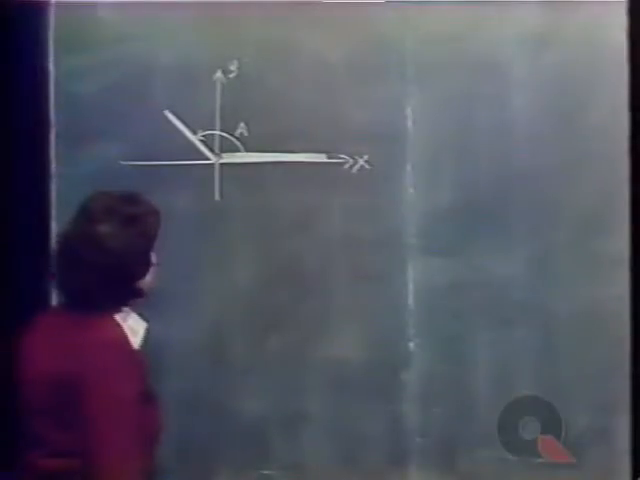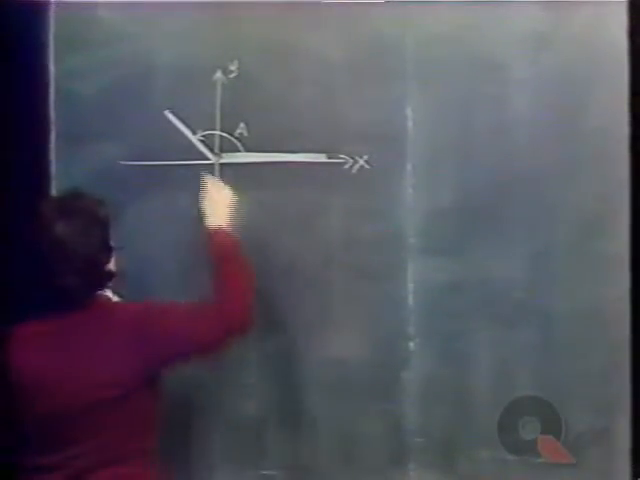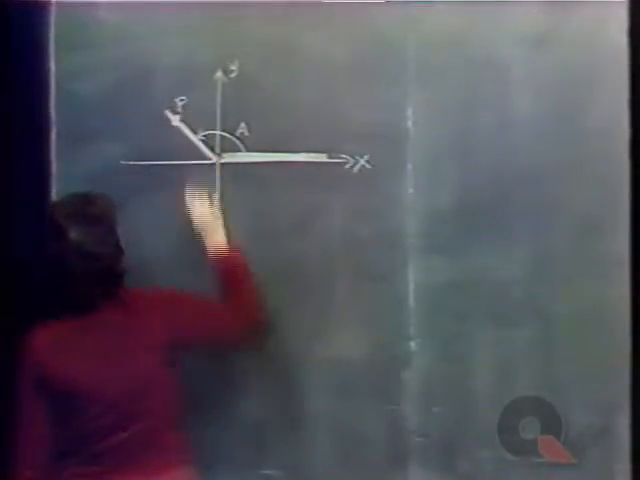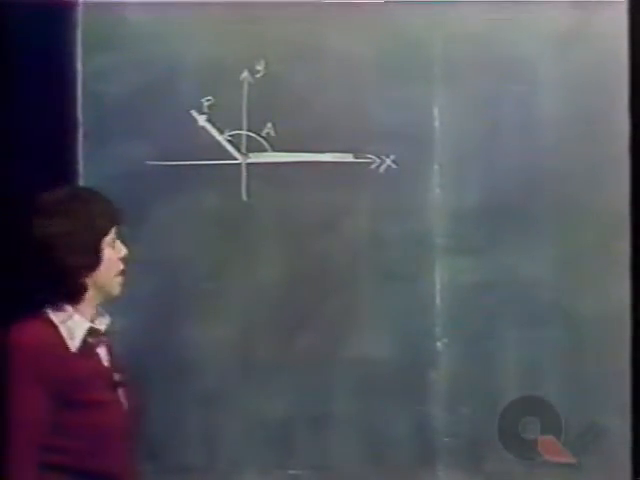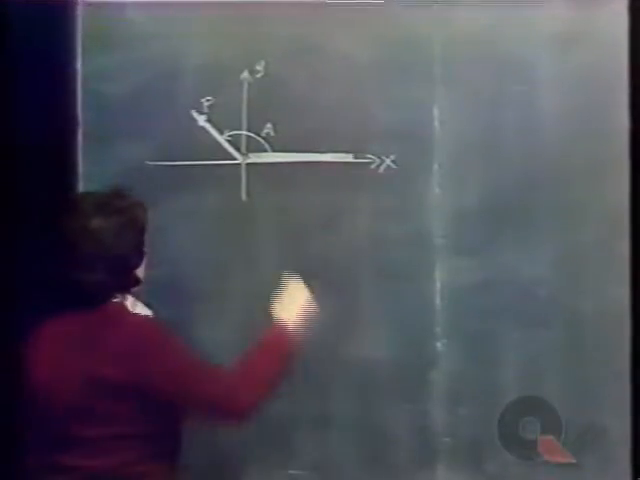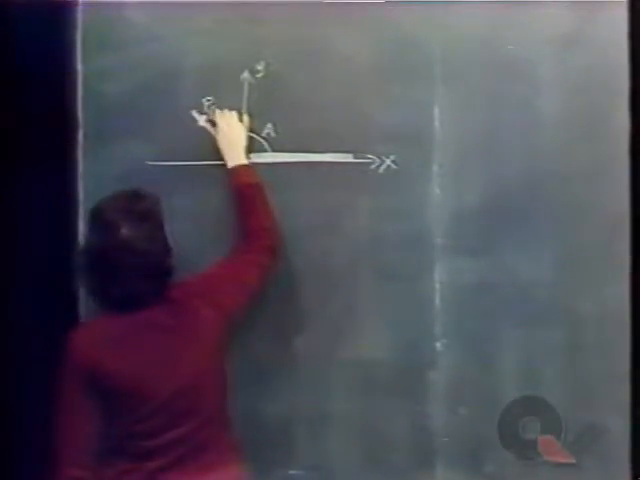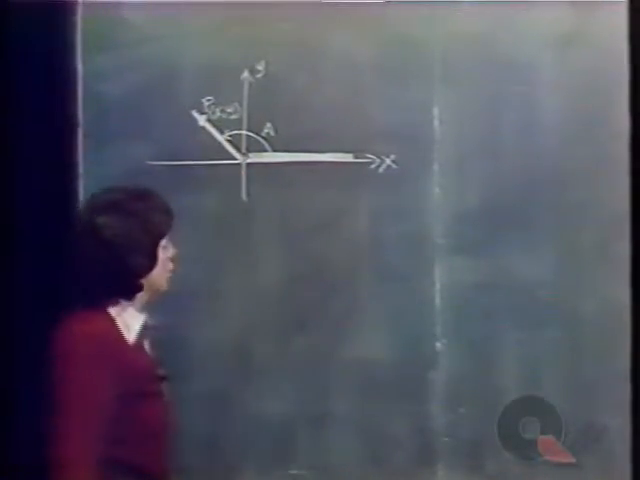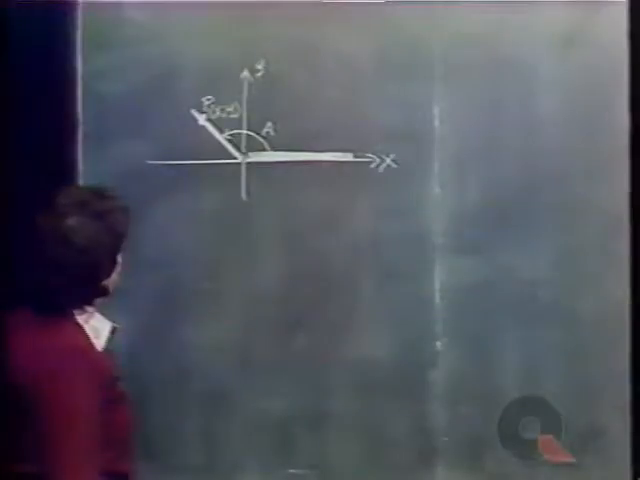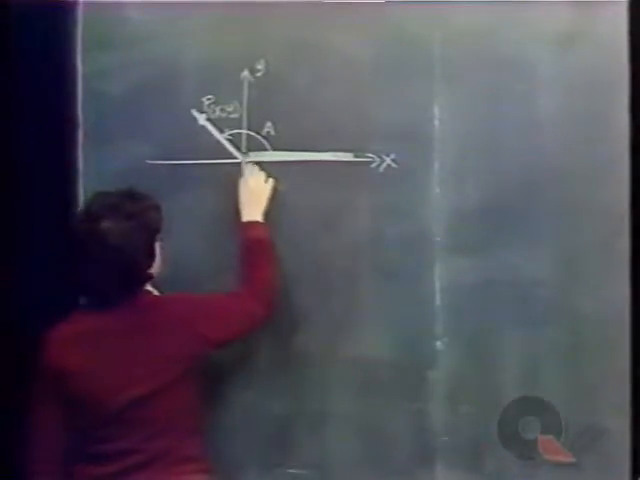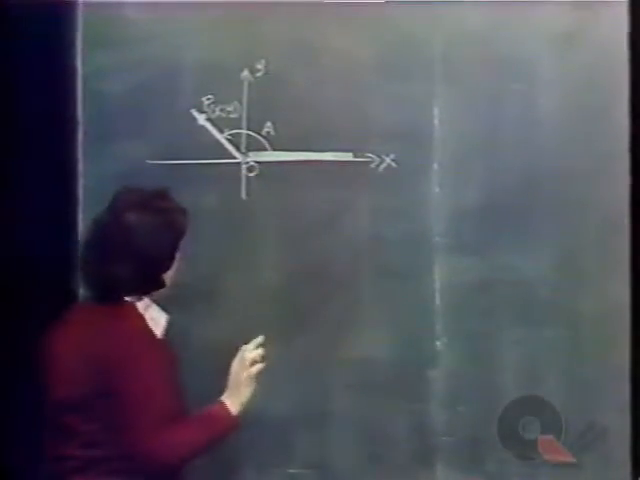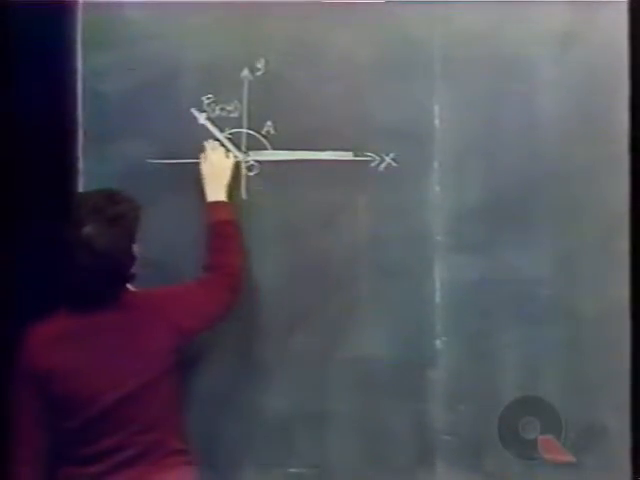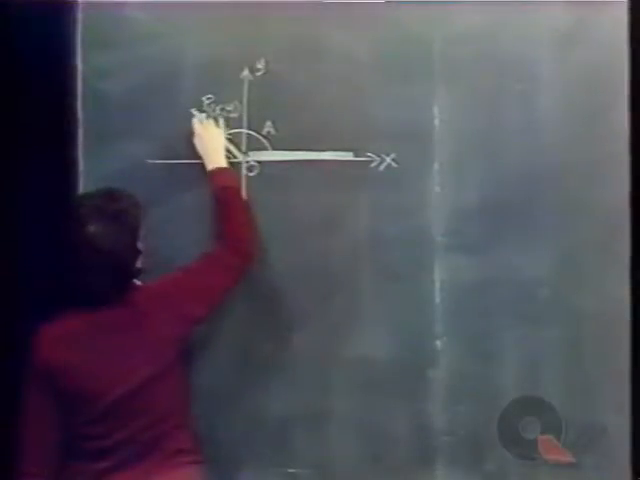Pick a point, any point on the terminal side of angle A, and let's call this point P. Any point at all on the terminal side of angle A. Let the coordinates of point P be x comma y. Okay, point P on the terminal side of angle A has coordinates x comma y. Here, of course, is the origin. Let R represent the distance between point P and the origin. R represents this distance.